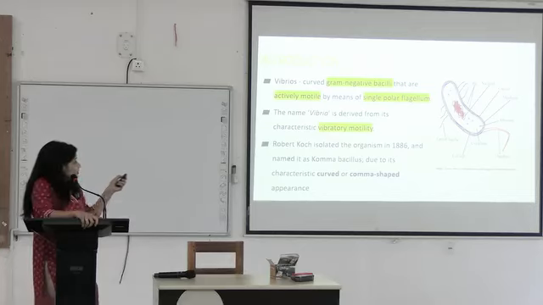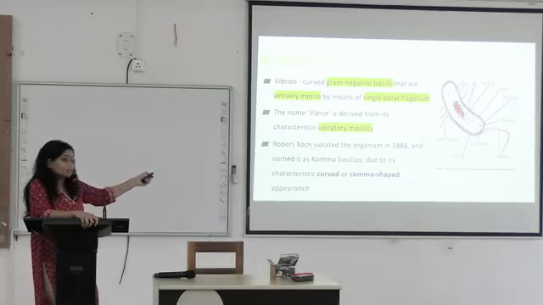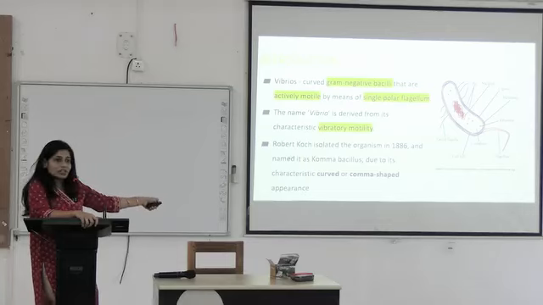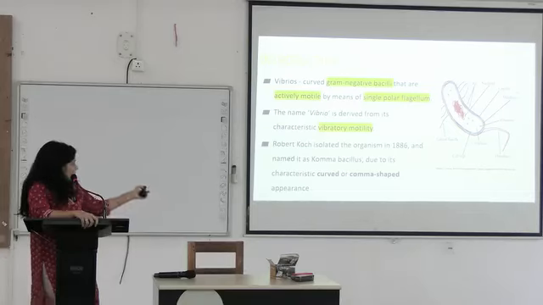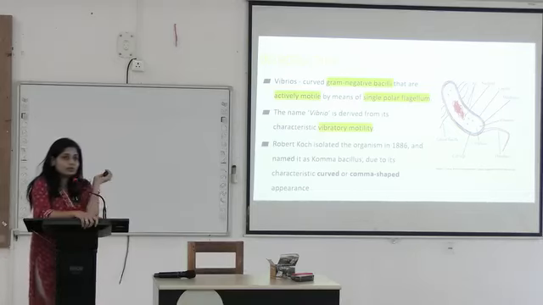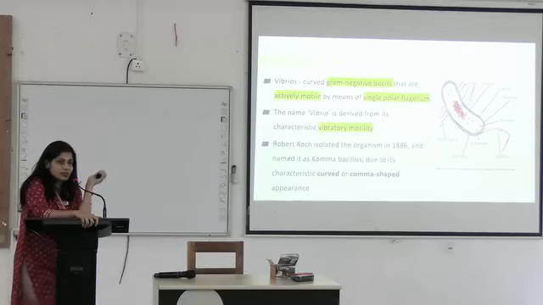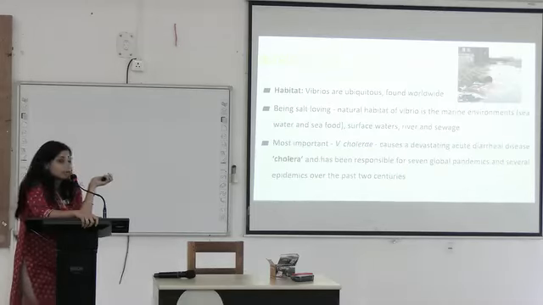Which is drawn by what? See, it has this single polar flagellum, which it uses for vibratory motility. Vibrios were first observed by Robert Koch in 1886, and he also named it the coma bacillus because of its curved shape. They are ubiquitous.